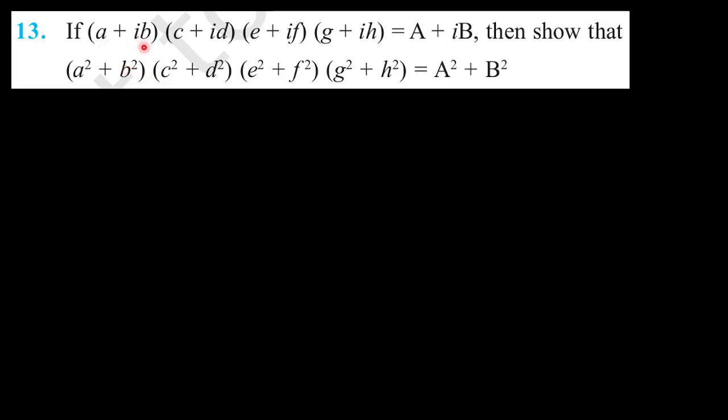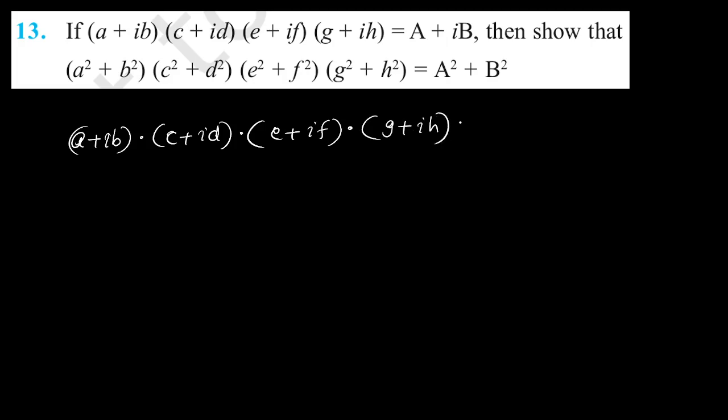A plus ib into c plus id into e plus if into g plus ih. We are multiplying 4 complex numbers. Correct? We are multiplying 4 complex numbers. The product of these 4 complex numbers is equal to a plus ib. We have to prove that a square plus b square into this is equal to a square plus b square. It's very simple. Within 2 or 3 steps it is sufficient to solve it.